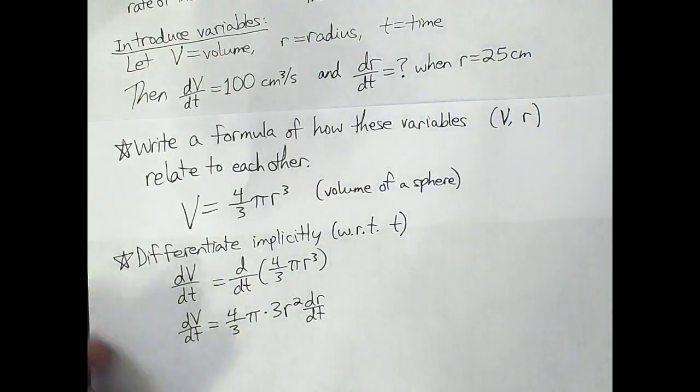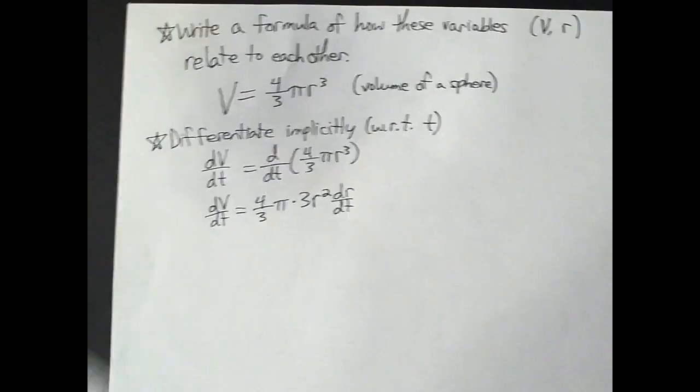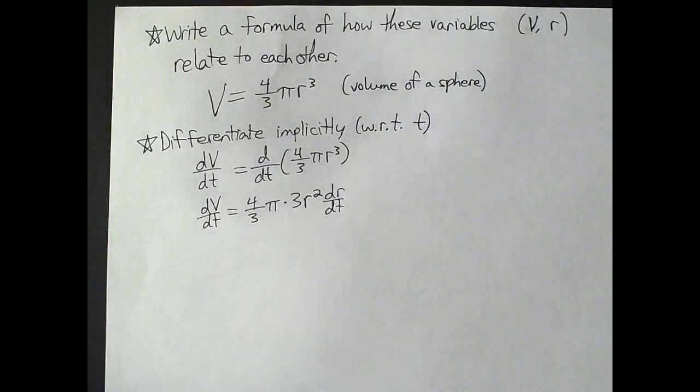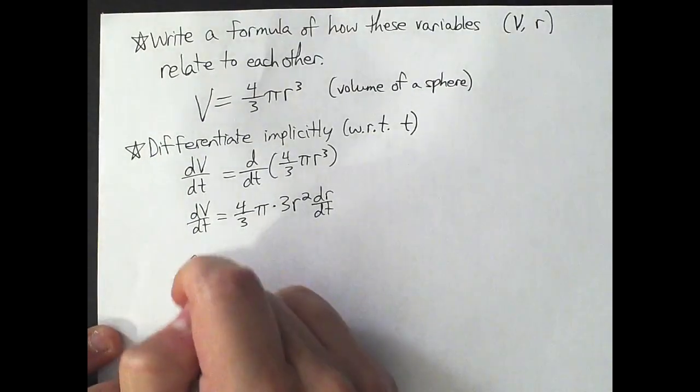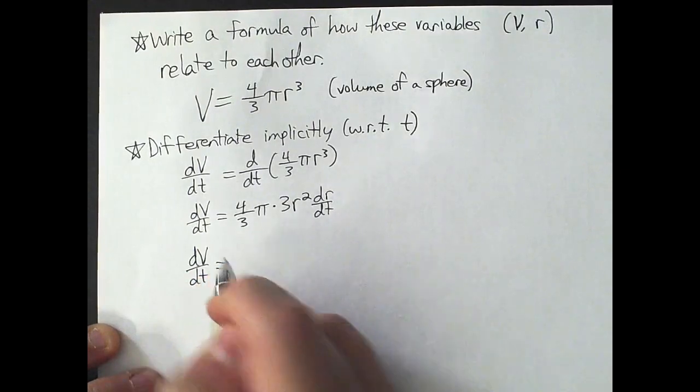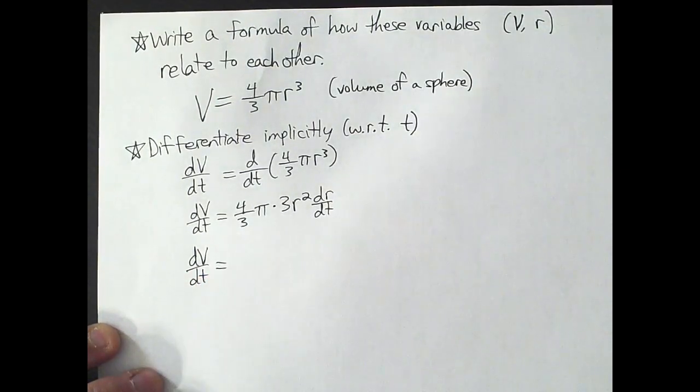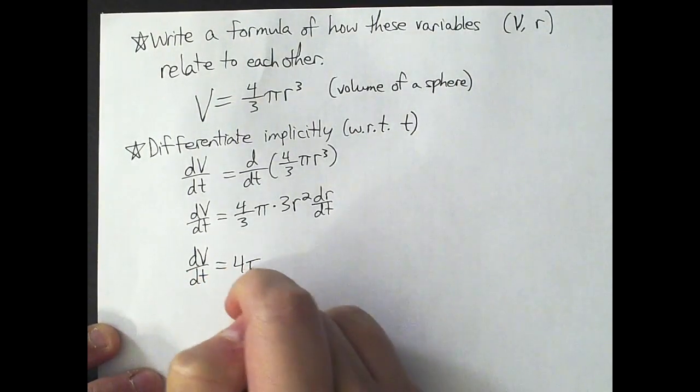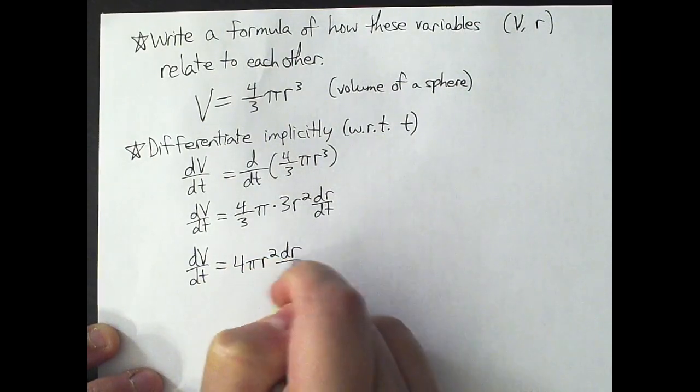I think we could probably simplify this right-hand side a little bit. I see a 3/3. So let's clean this up a little bit. dV/dt equals, instead of having a 3 and an over 3, let's say this is 4 pi r squared dr/dt.